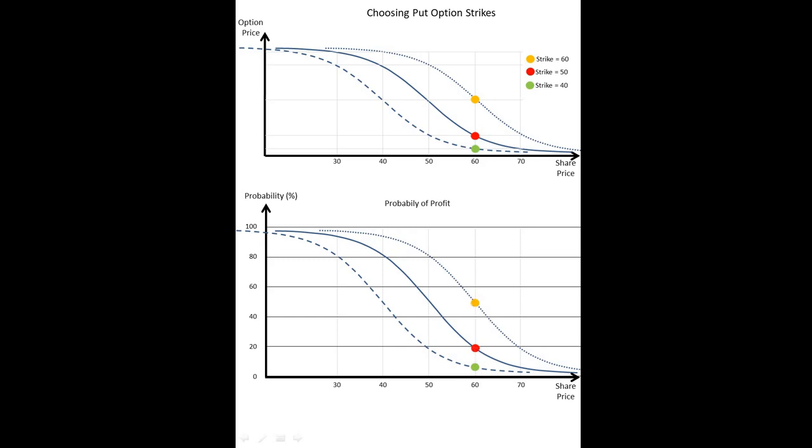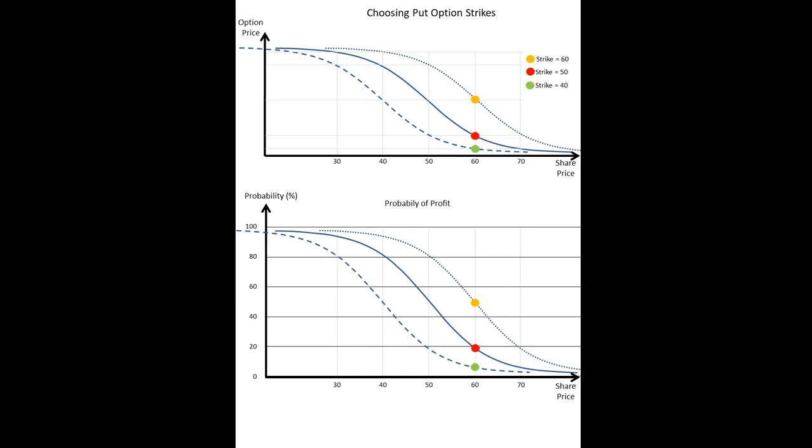The red dot went from 50 to roughly about 20, and the green dot went from just under 20 to approximately 7%. So once again, if we focus on the 40 strike, if somebody purchased a $40 put option when the share price was at 50, then they had a roughly 19% probability that the share price is going to go below $40. But if the share price goes to 60, then that probability drops to about 7%.